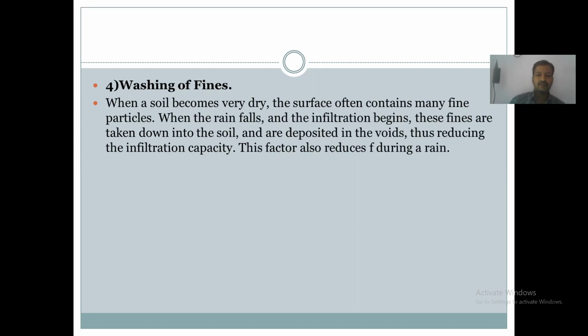So when soil becomes very dry, the surface of the soil contains many fine particles.